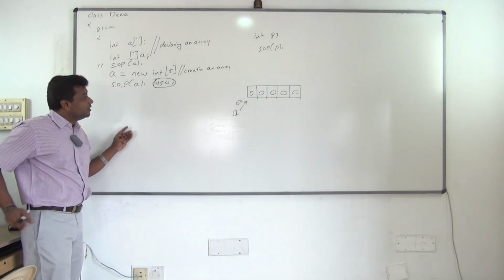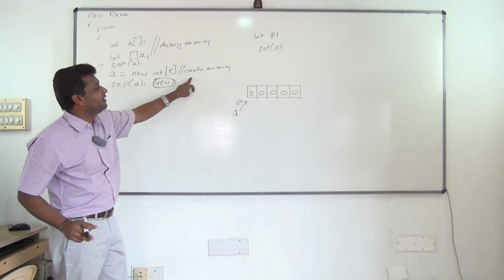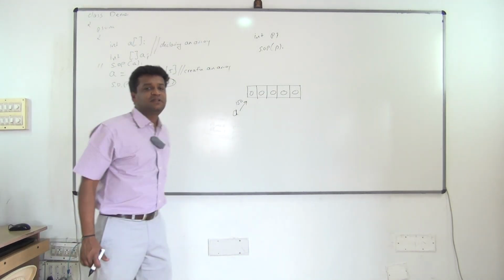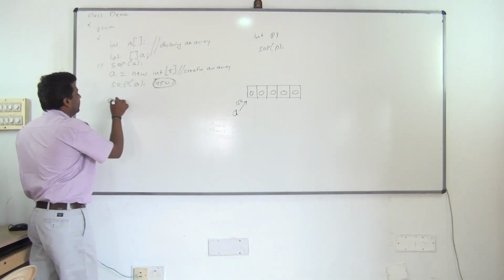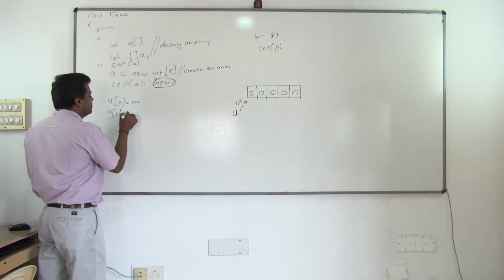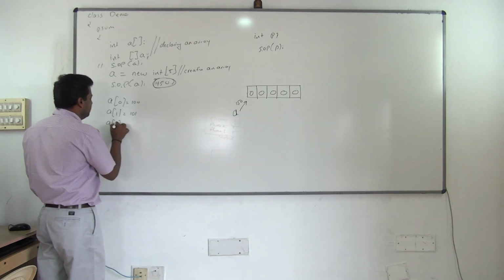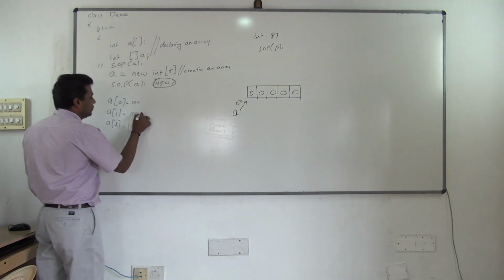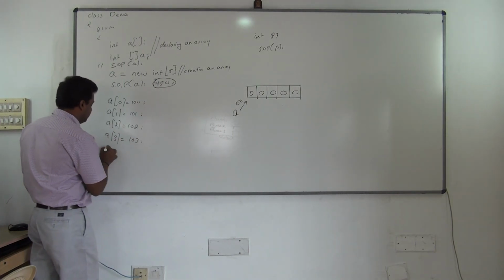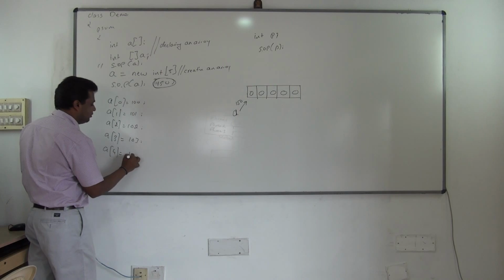Fine now? Okay. Now see, declaring is over, creating an array is over. Now I have to initialize the array. How will you initialize the array? A of 0 is equal to 100. A of 1 is equal to 101. A of 2 is equal to 102. A of 3 is equal to 103. A of 4 is equal to 104. You can fill the values.